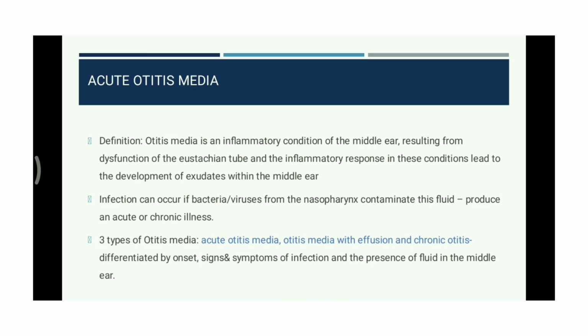So there are three types of otitis media basically, and those include acute otitis media, otitis media with effusion, and also chronic otitis media. So how do we differentiate these three types? They are differentiated by the onset of the disease, the signs and symptoms of the infection, and also the presence of fluid in the middle ear.